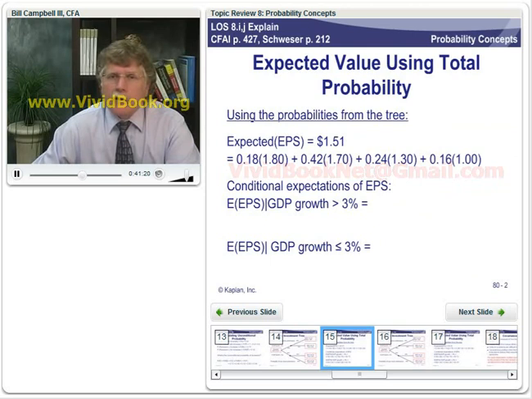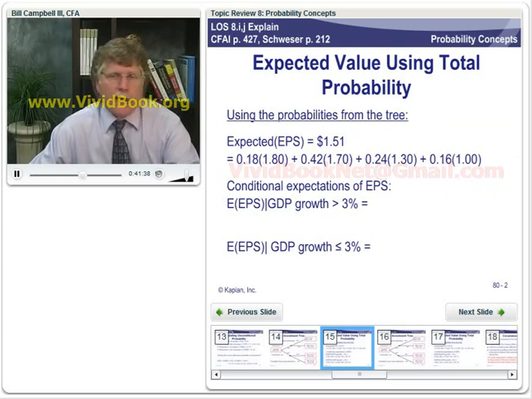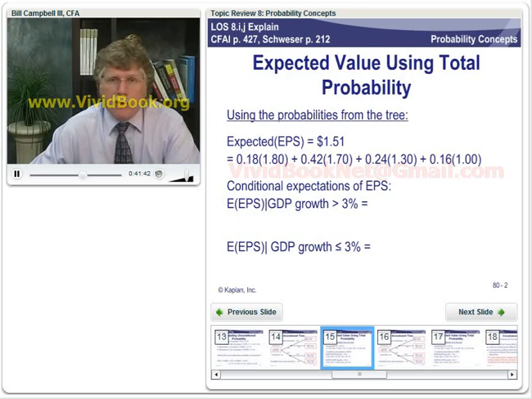Expected value using total probability. Notice we had exactly that same formula: 0.18 times $1.80, 0.42 times $1.70, 0.24 times $1.30, 0.16 times $1. Now that's the unconditional. That's if we don't know anything. If we do know that GDP growth is greater than 3%.